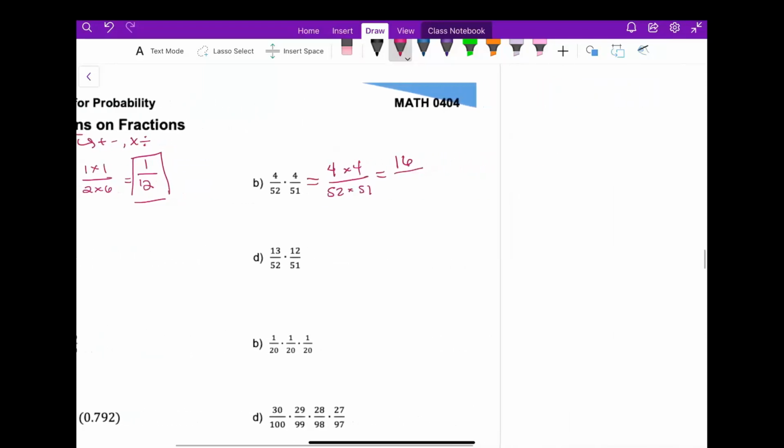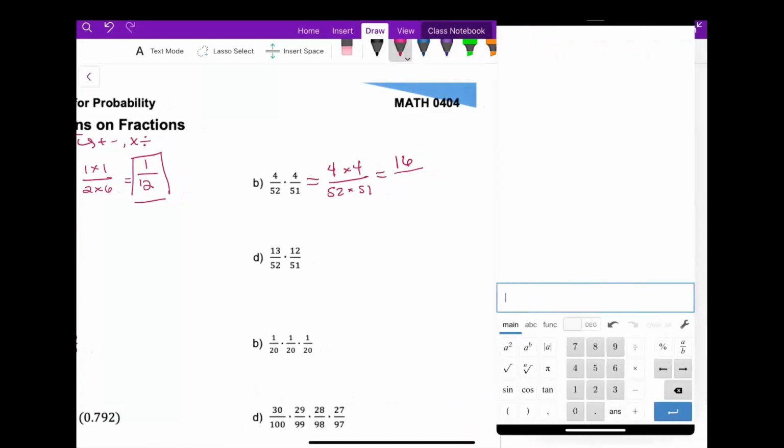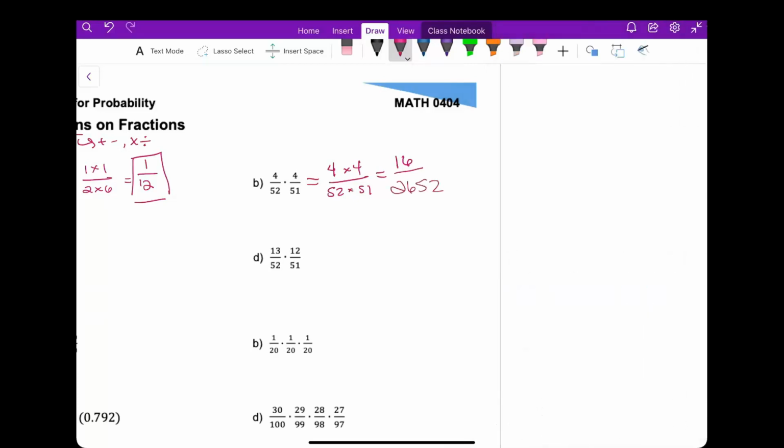out our calculator. And we have 52 times 51. We get 2,652. And now we have to simplify. I see that both of them are even, so I'm going to divide by 2. And that's going to be 1,326. I see they're both still even, so I'm going to divide by 2 again.